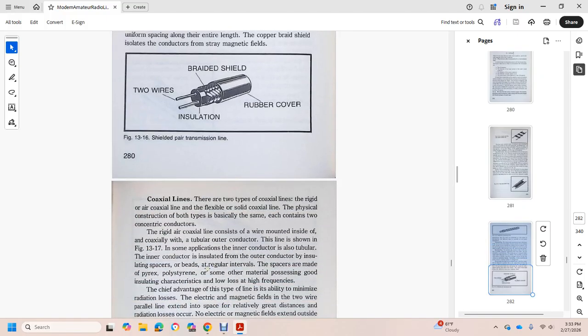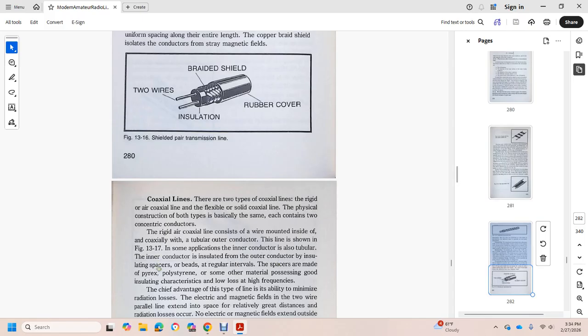Coaxial lines are of two types: the rigid air coaxial line and the flexible solid coaxial line. Both types are basically the same, each containing two concentric conductors. The rigid air coaxial line has the inner wire mounted inside a tubular outer conductor, with insulating beads spaced at regular intervals, made of Pyrex, polyester, and some other materials.